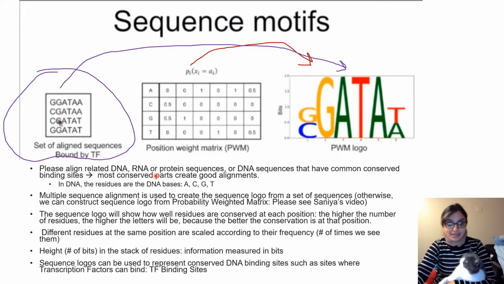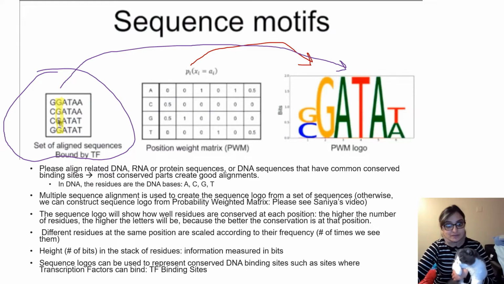So in general, we align the related DNA, RNA, or protein sequences. They have common conserved binding sites, so the most conserved parts can create a good alignment. If we notice something that is there a lot, then that is great. For instance, what we can notice here is that these sequences seem to have G and A, and in this part, these sequences seem to conserve this.